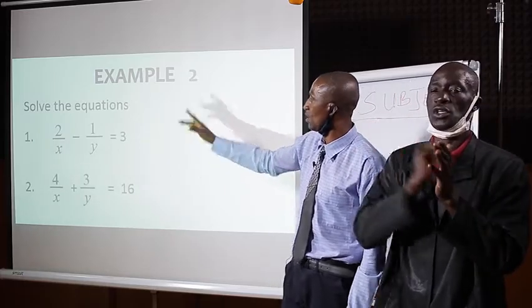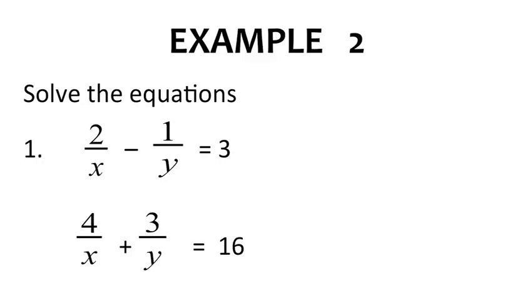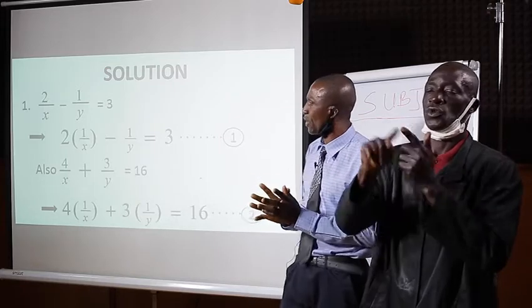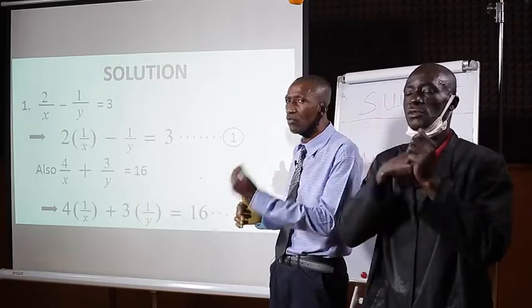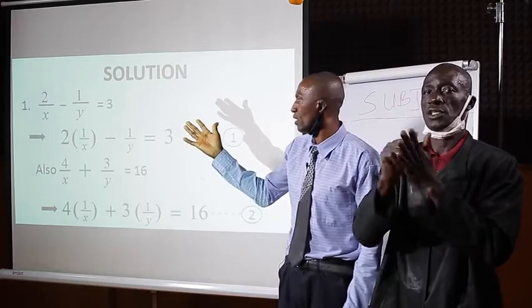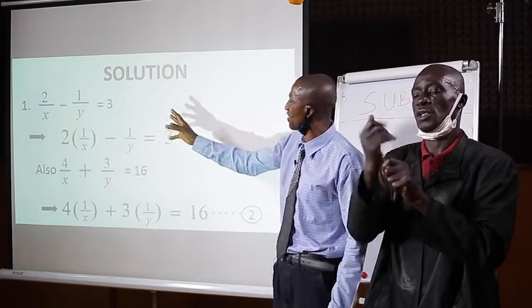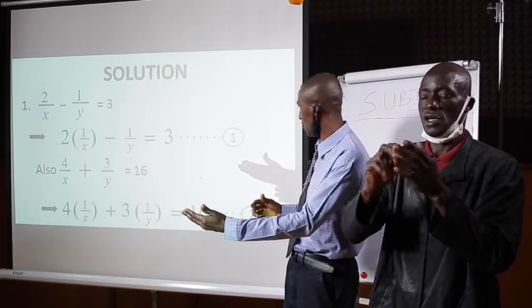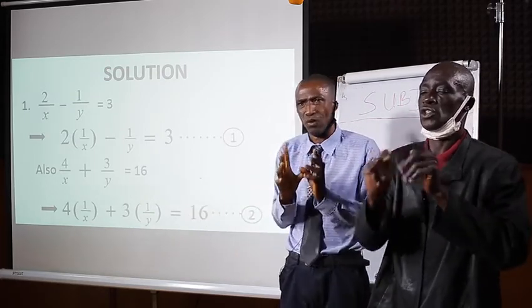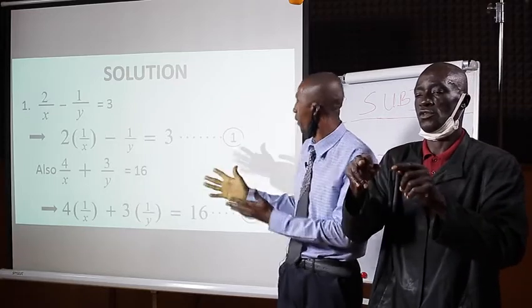So I take that again. 2 over x minus 1 over y equals 3. Then the next equation is 4 over x plus 3 over y equals 16. When you look at the two equations, then you can agree with me that it's different from the previous one that we worked. So in this type of equation, you can see both of them are fractional on the left. So you need to translate them in another form to give you room to work them properly.